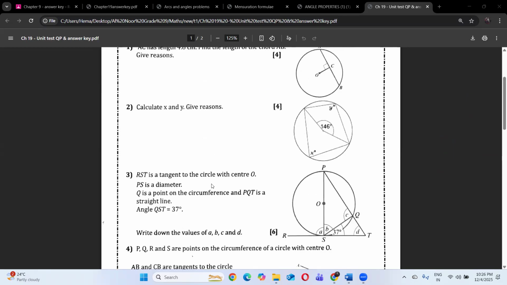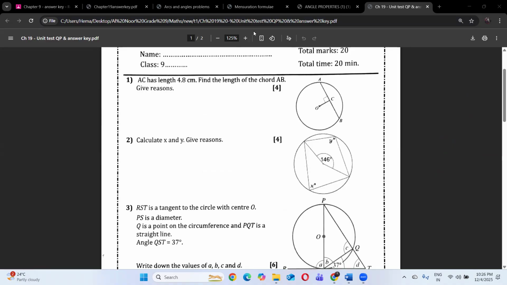Next one, you have to find X and Y angles. X is the circumference angle, so you are finding the circumference angle. That means you have to divide the center angle by 2. What is the center angle for X? 146. So the center angle for X is 146. Divide by 2 because X is a circumference angle. It will be 73 degrees.